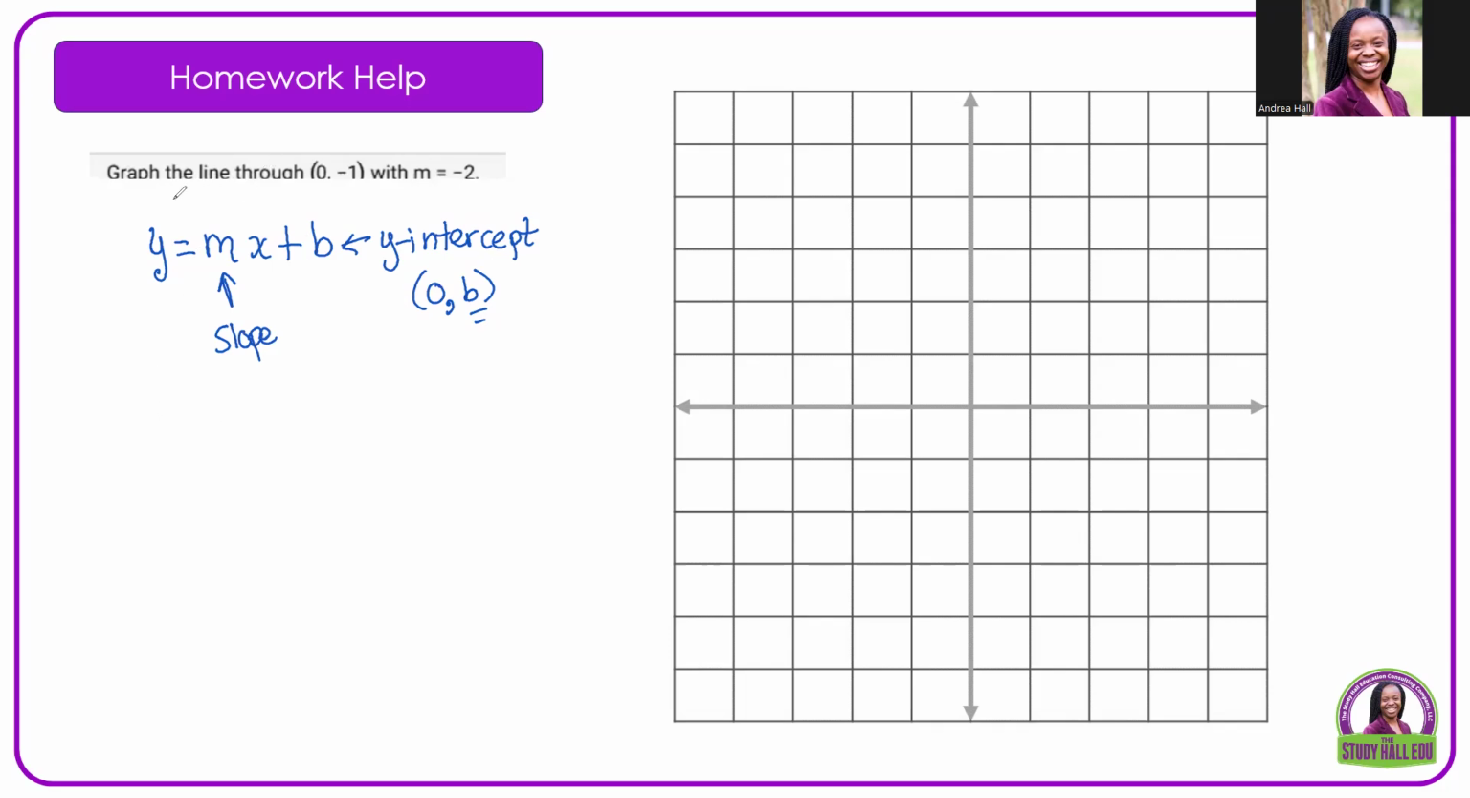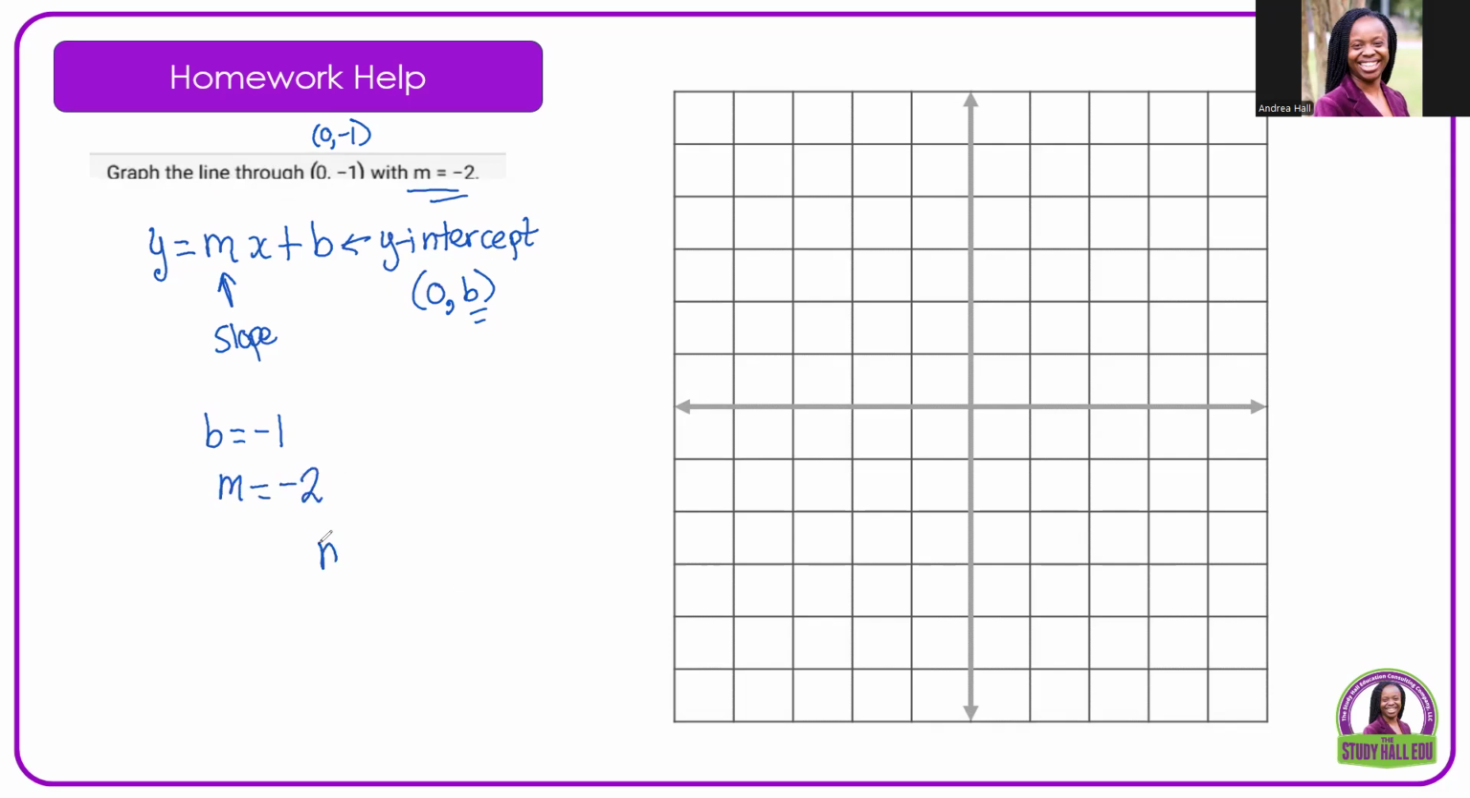So in this problem, it says graph the line through this point (0, -1). They're letting us know what the y-intercept is. The y-intercept b is equal to -1. Then they told us m is equal to -2. So they're telling us our slope is equal to -2.